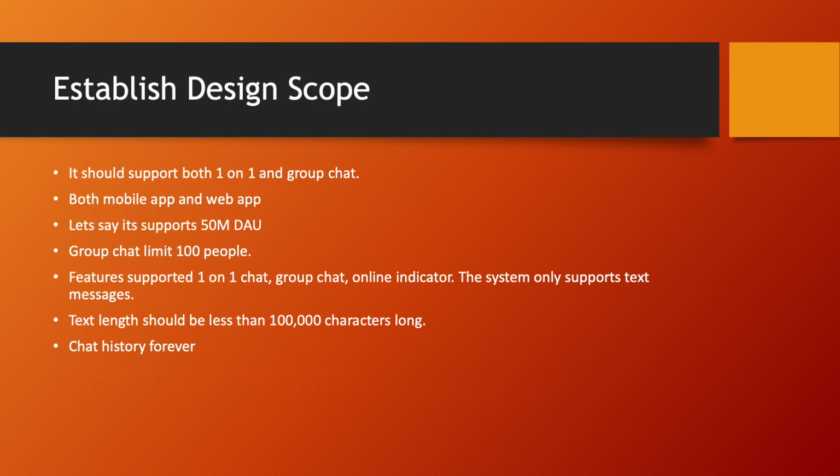So let's dive in. Let's establish the design scope here. For example, our chat system should support one-on-one and group chat. It should be on both platforms, mobile and web app. Let's say it supports 50 million DAU and the group chat limit is around 100 people. As we already discussed, features supported are one-on-one chat, group chat, and let's say an online indicator. The system only supports text messages, no attachments, no media files. Text length should be less than 100,000 characters long, and chat history, let's say we want to maintain forever.